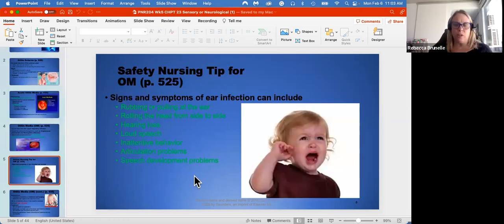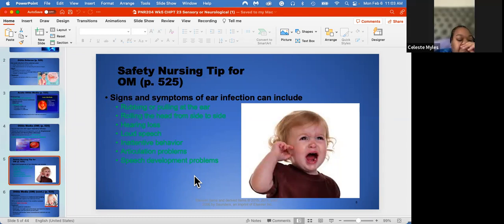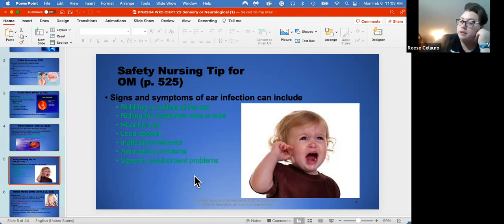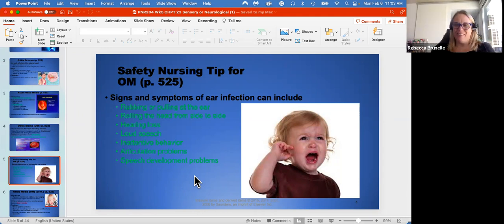What do you think kids behave like if they have an ear infection, an otitis media? Are they crabby? Yes. What else? Completely miserable, pulling on their ears, crying. Okay. And they can have a fever. So it's common in kids.